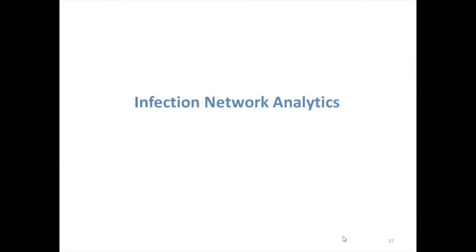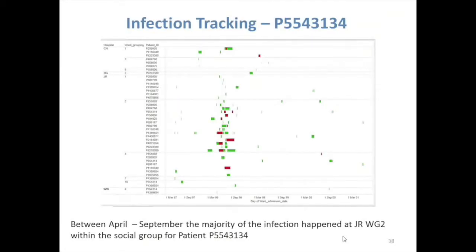Now let's look at the infection network. How do they get transmitted between patients? Let's look at this particular patient, 5543134. You find that between April and September, the majority of the infection happened at JR ward grouping 2 within the social group of this particular patient. These are all the patients that have come into contact with this particular patient. We now want to look at, can we track the infection? How does it happen? The sequence of it.